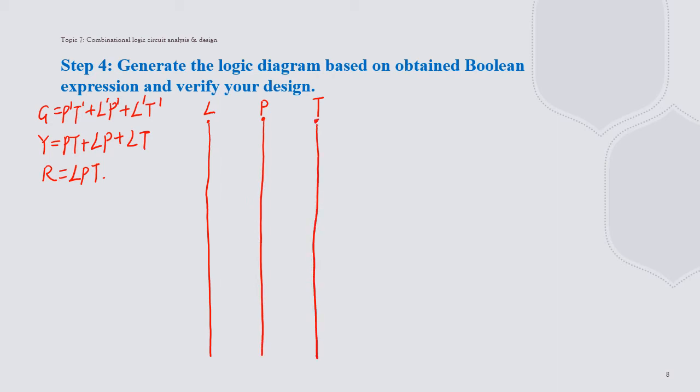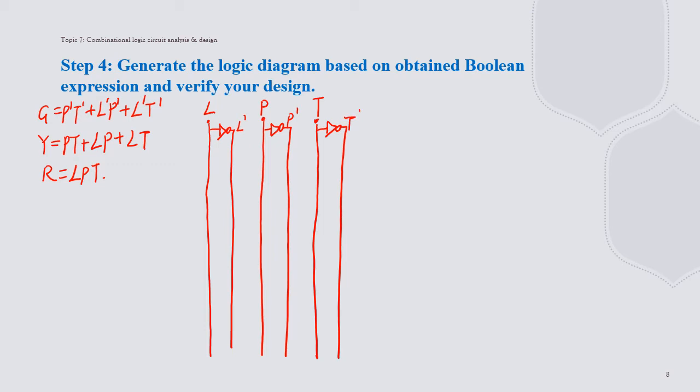And also we need to generate their complement form. So basically you just pass the original signal to a NOT gate, right? And then this line stands for L prime. You can also do this for P, so here we got P prime. For T, we got T prime.